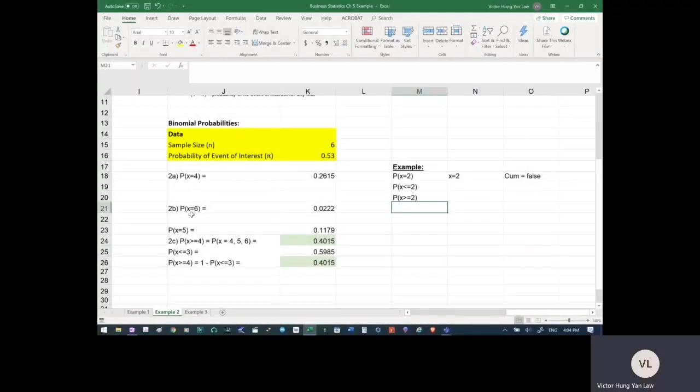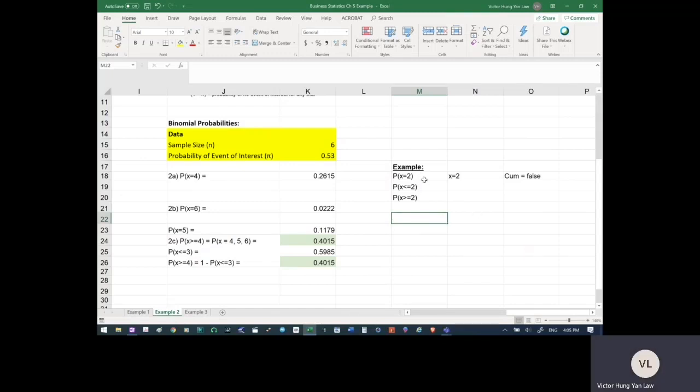So from part A, part B, and part C, what you need to know is that there are 3 scenarios. And I've illustrated them in this example here. In the first scenario, we have the probability of x equals 2. In the second scenario, we have the probability of x is less than or equal to 2. In the third scenario, we have the probability of x is greater than or equal to 2. So those are the 3 scenarios that you will encounter. And you need to know how they're different.